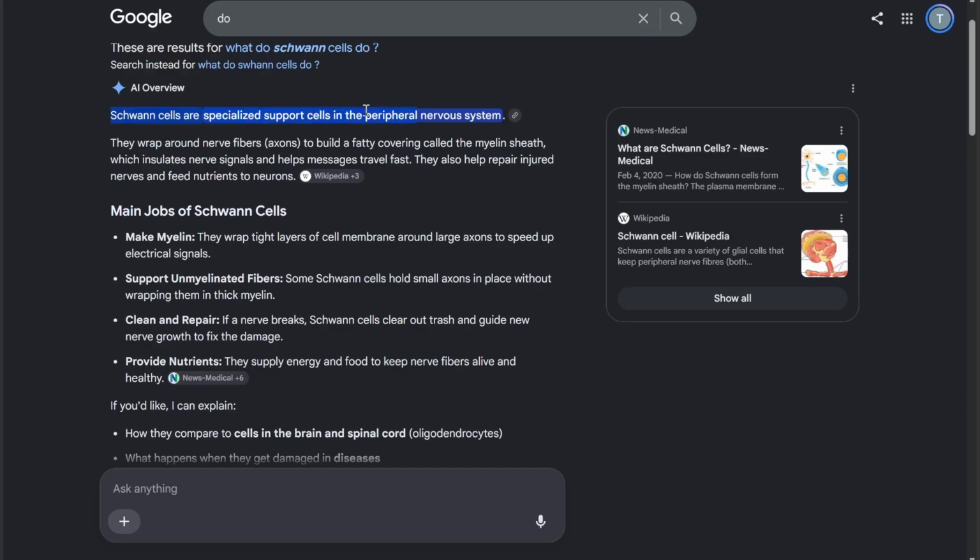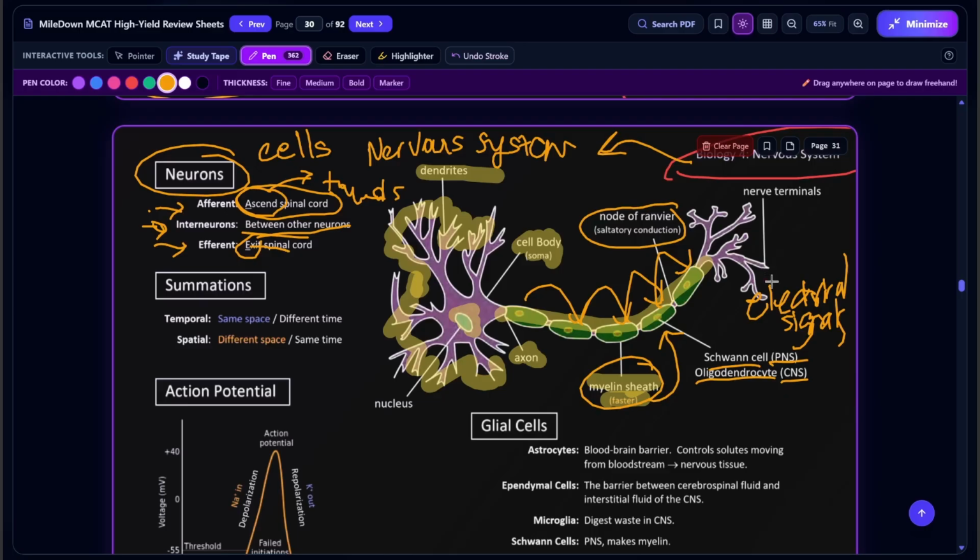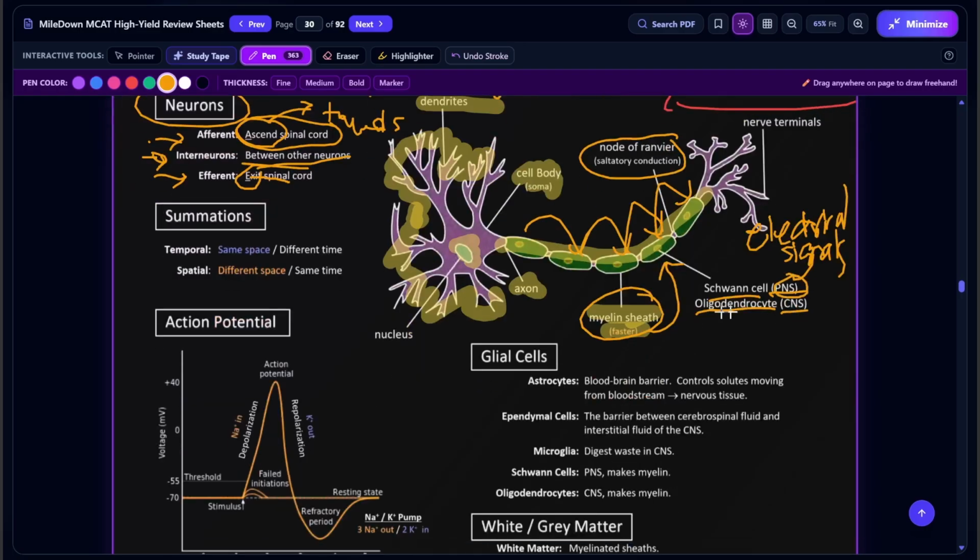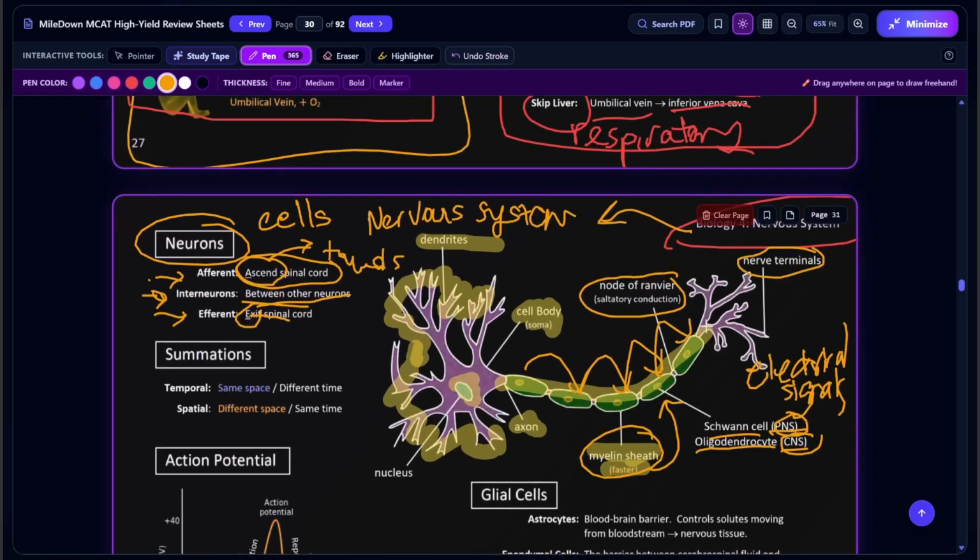Schwann cells are specialized support cells in the peripheral nervous system, and they wrap around the nerve fibers, axons, to build a fatty covering called myelin sheath, right? So Schwann cells do that for the peripheral nervous system, and the ones that do that for the CNS are called oligodendrocytes, all right? And then you also have the nerve terminal, which, as the name suggests, is the end of the neuron, and that's where it's going to connect with another neuron, probably, maybe, and then outward. Or it can connect not to another neuron, but to what we call an effector.